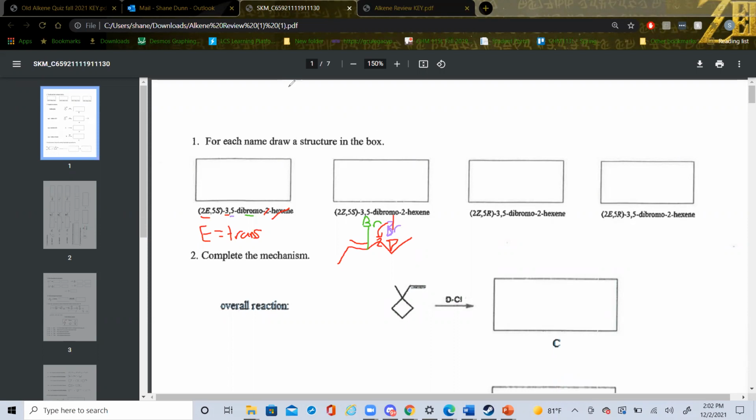The only difference between this molecule and the second molecule would be here. The bromine would be going down a little bit, so that way it'd be cis. 1, 2, 3, 4, 5, 6. The 5 going up here, it would still be a wedge structure.